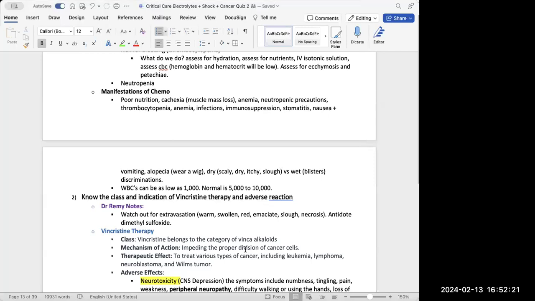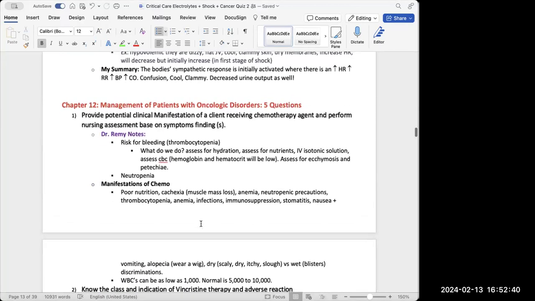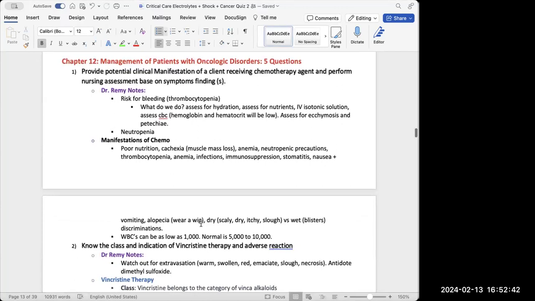They could have hair loss or alopecia, as well as dry or wet desquamation. Dry is like scaly, dry, itchy skin texture, and they could also have blisters or wet desquamation. That's how I understood this question. Is there anything else anybody wanted to add for this particular question?